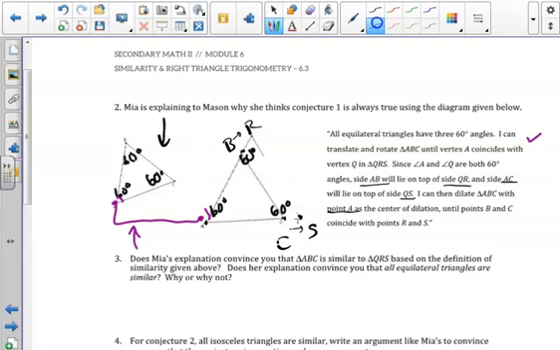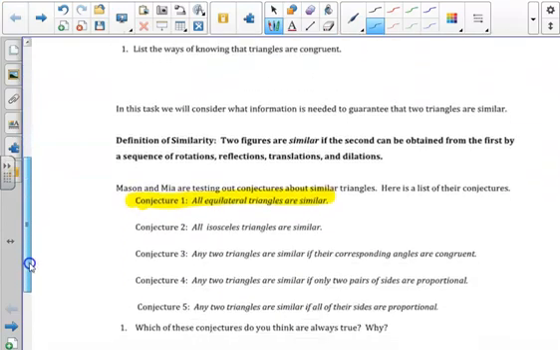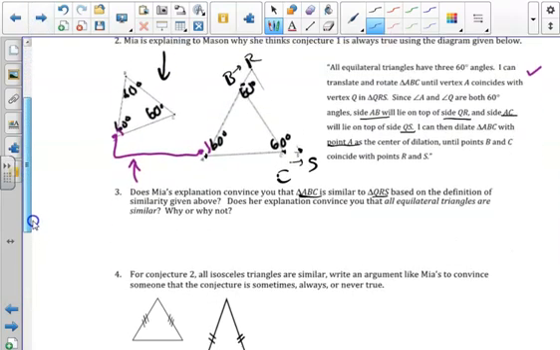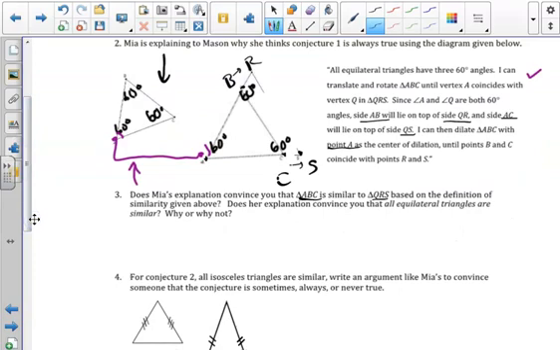In 3, we are asked if Mia's explanation convinces us for sure that triangle ABC is similar to triangle QRS based on our definition of similarity from the previous page, which was here, that we've used in previous lessons. If we can translate that point A so that it lies on top of point Q, and we can dilate side AB so that B lies on top of point R, then the two triangles will be similar because we can show that they are congruent based on a set of transformations.